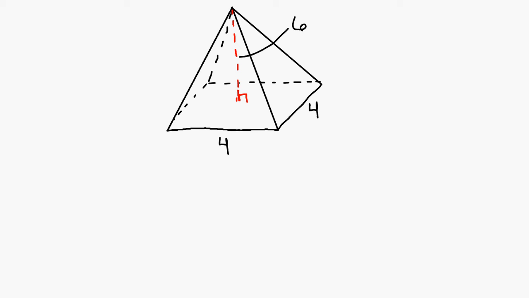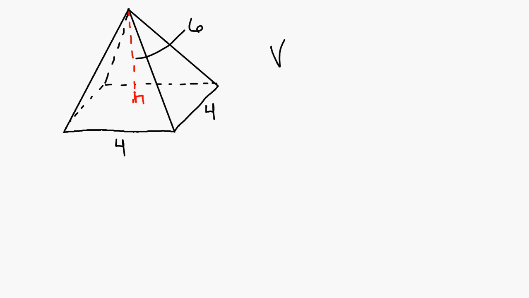If this is the given information and you're asked to find the volume, it's the area of the base, which in this case the base is a square. So your volume is going to be equal to 1/3 times your area of the base, which is 4 times 4, which is 4 squared, times the height of the pyramid, which is 6.